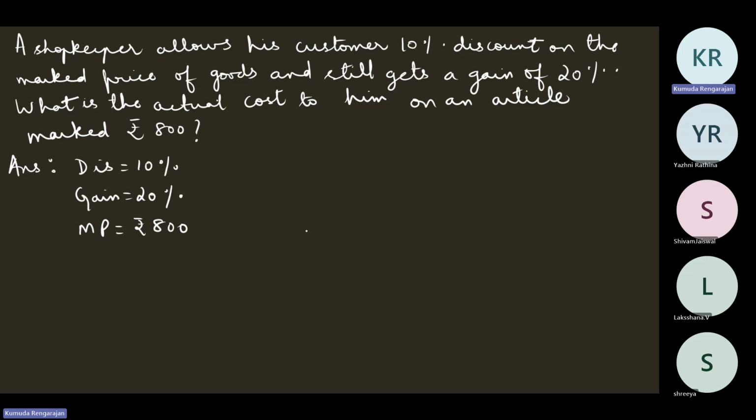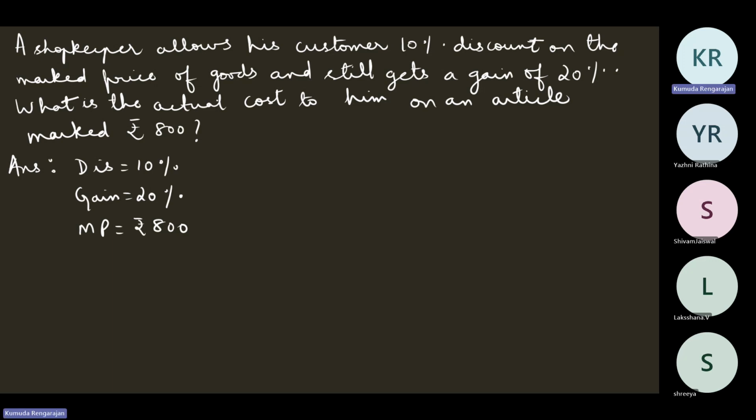So first you need to read the question and write out the details given to you. So you can see 10%, which is the discount. And then you can see 20%, which is the gain percent. And then you can see 800, which is the mark price. So the mark price is 800. That is the price on the tag. The price on the tag of that product is 800.